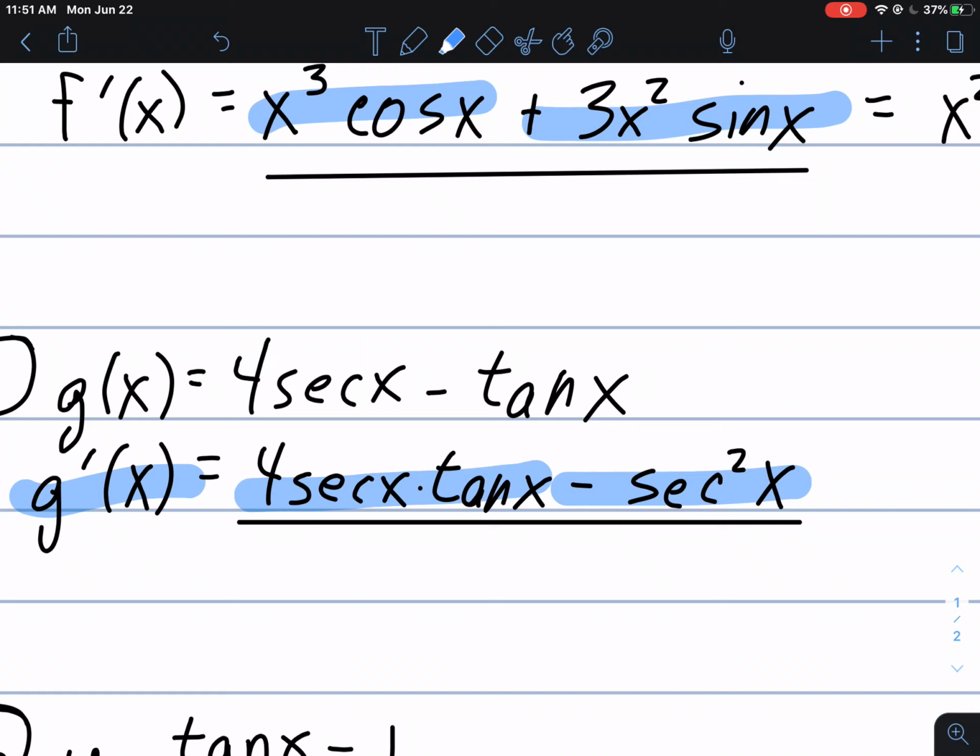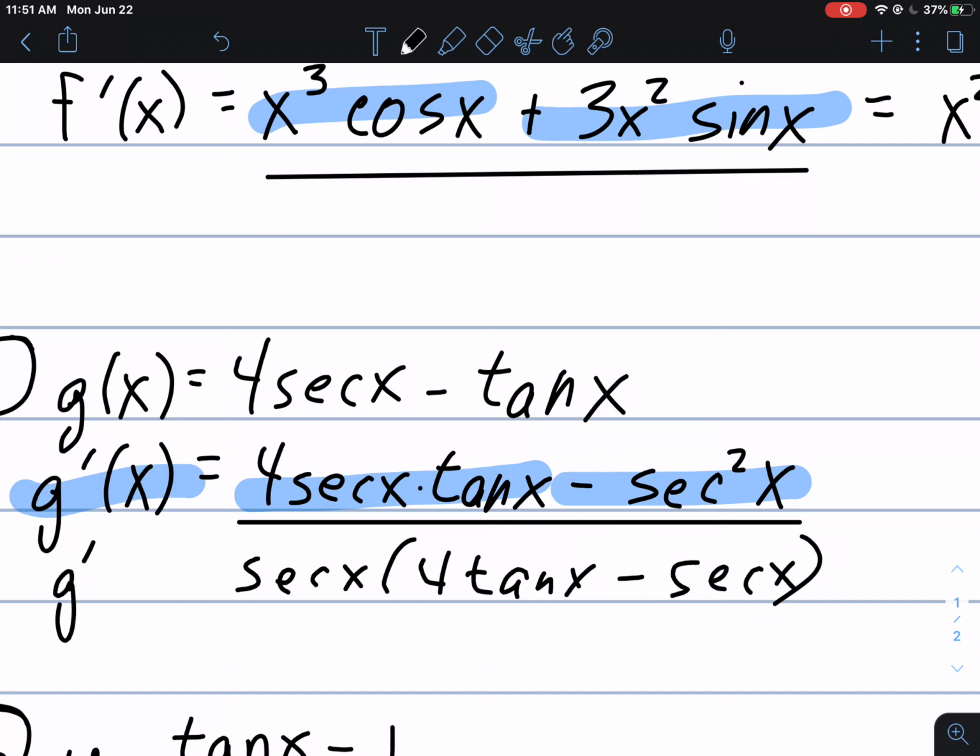Again, if you wanted to, you could factor a secant out of this and rewrite it as secant x times 4 tan x minus secant x. But that's just doing some factoring. Whether or not you choose to do that is purely arbitrary on your part. There may be situations where we would choose to factor, when we're trying to simplify a fraction or when we're solving equations, but we'll deal with that when that becomes necessary. But in terms of just finding the derivative, that's fine.